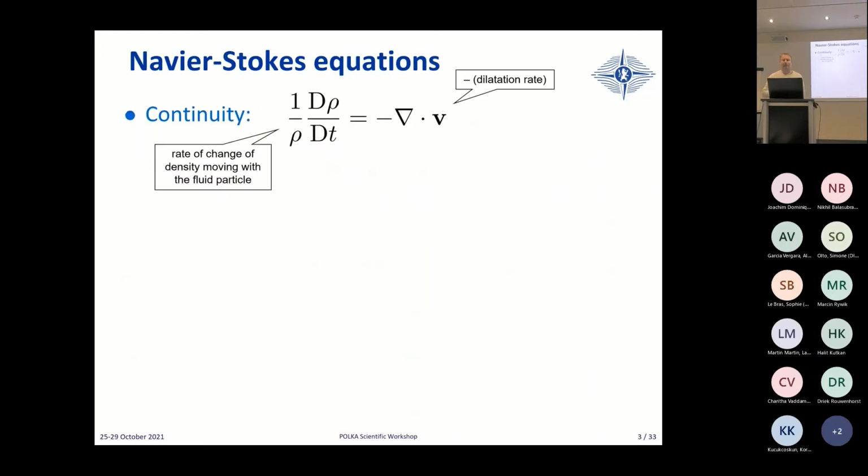Okay, so just a very quick reminder of the Navier-Stokes equations. Of course, it's basic material, but it's just to get along with the notations that we have here. So we have the continuity equation that states that the rate of change of the density of a fluid particle moving with the fluid, so this is a material derivative, is caused by a dilatation.